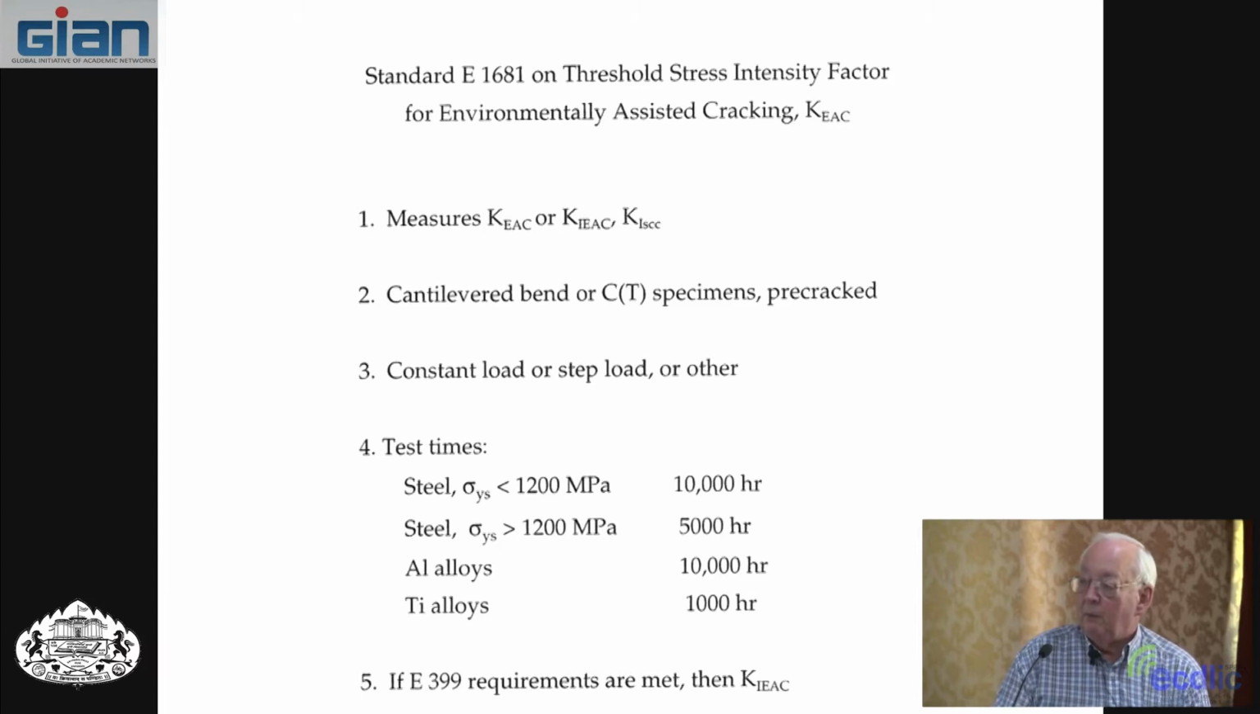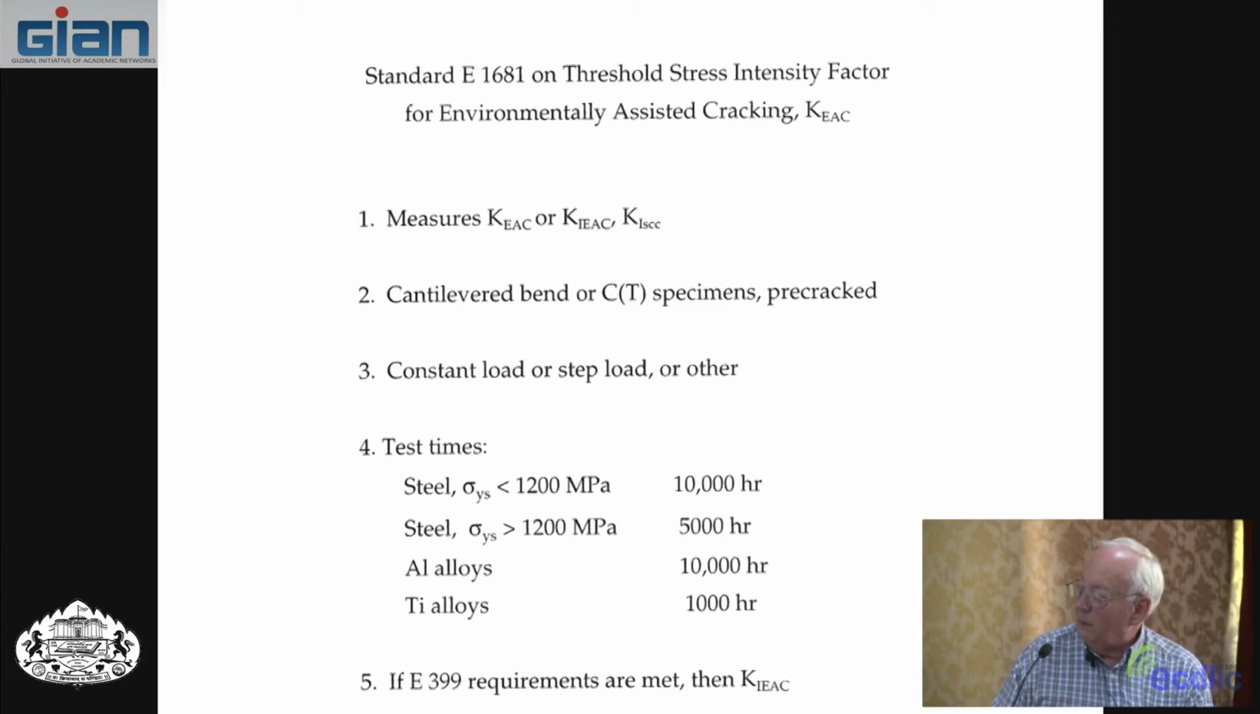That is, you put a load on and wait a while, and if nothing happens, put another load on and wait some time. The test time, though, for steels, high strength but not really high strength, was 10,000 hours. 10,000 hours is a little more than a year. For really high strength steels, 5,000 hours. That's a little more than half a year. And in aluminum alloys, again, 10,000 hours. Titanium, 1,000 hours. Titanium seems to either crack quickly or not at all.